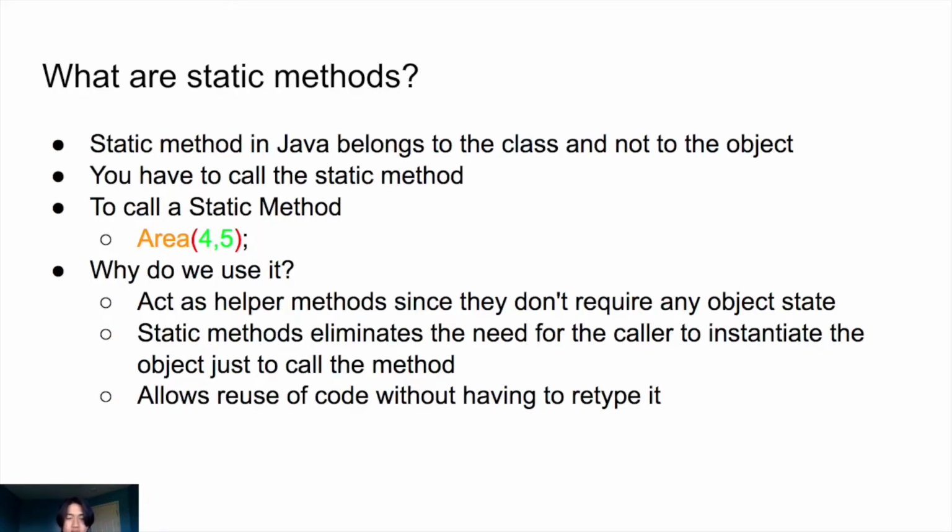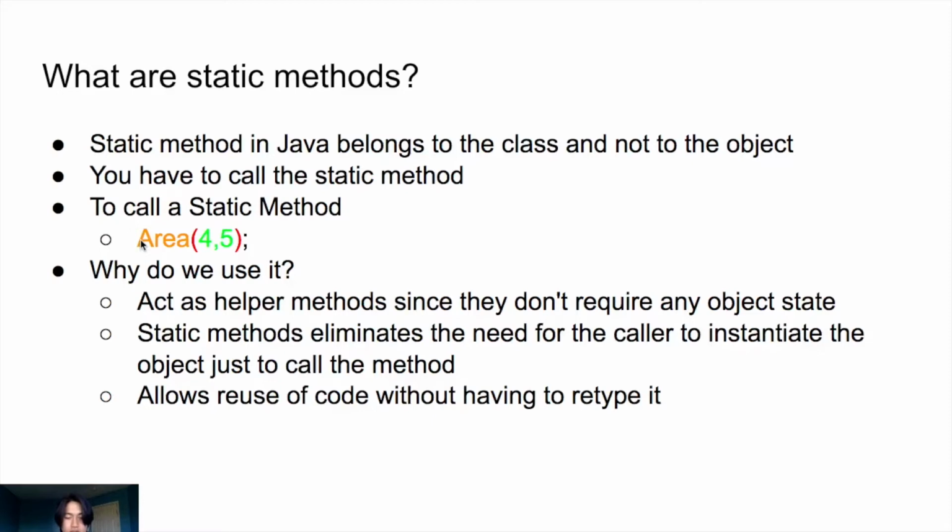So what are static methods? In Java there are actually two types of methods. First is a static method, the other is an instance method, which we'll be talking about in another video later on. Static methods in Java belong to the class and not the object, so make sure you keep that in mind because that's very important. To use a static method, you have to call the method. To call the method, you would use the following syntax.